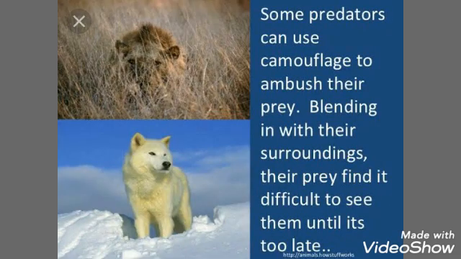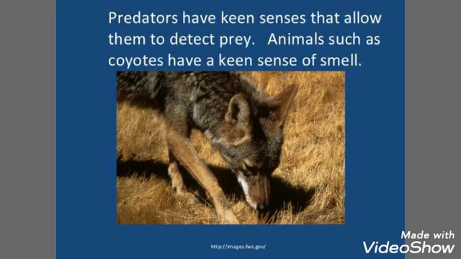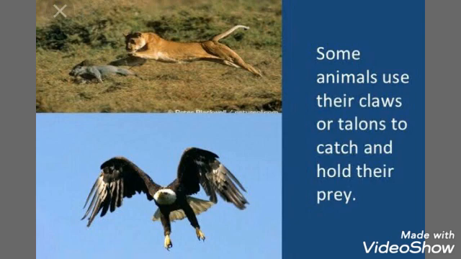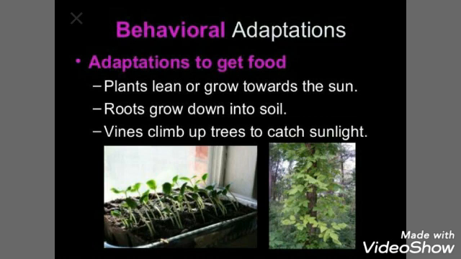A carnivorous animal such as a dog or a large cat like a lion has pointed canine teeth that they use to rip and tear the meat. Predators are able to camouflage themselves in the bush and hide for hunting. Predators have a keen sense to detect their prey, like coyotes have a sense of smell. Some animals use their claws or talons to catch and hold their prey.